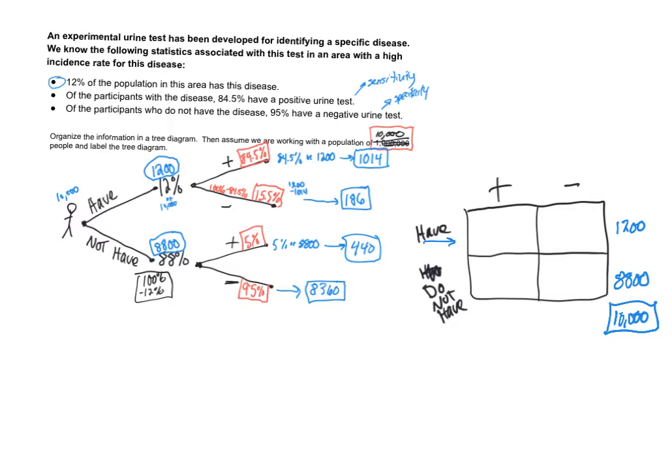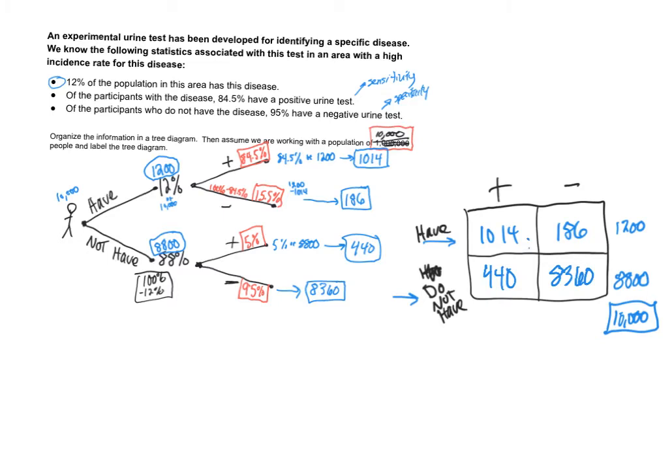Now we don't know some of the columns, so we have to fill in the individual cells. Out of the 1,200 people who have the disease, we found that 1,014 are going to test positive, and 186 are going to test negative. Out of this row, out of those individuals, 5% of them, or 440, are going to test positive. That's 440. And 8,360 are going to test negative.